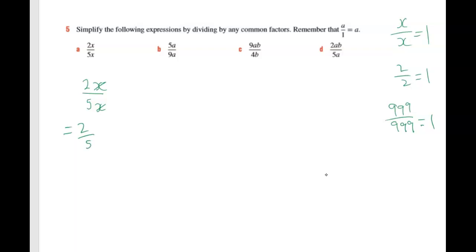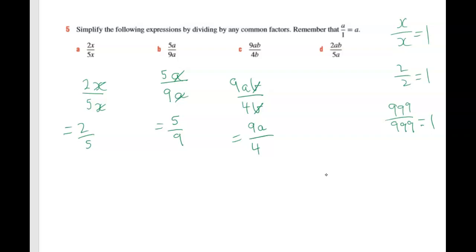For B, again, I find it easier if you just draw your line or your vinculum. 5 over 9 can't be simplified, so we leave that as 5 over 9. And then you got A divided by A, so they cancel out. So we're left with 5 over 9. For C, we've got 9AB over 4B. So the 9 over 4 can't be simplified, so we just leave that 9 over 4. The A's, that doesn't cancel out with anything on the denominator, so that'll stay there, but these B's cancel out. So our answer is 9A over 4.